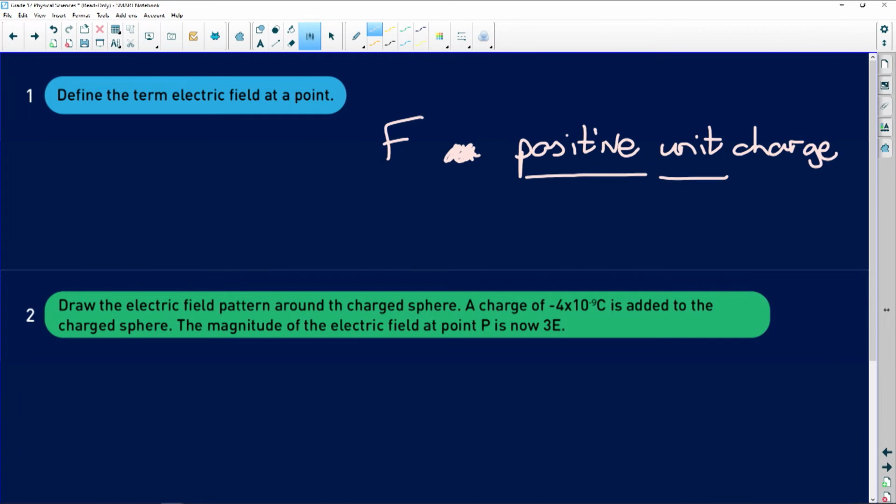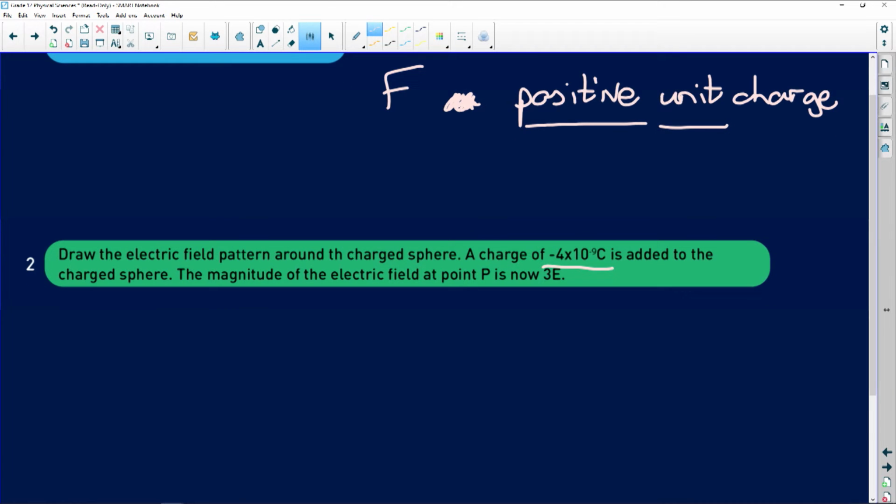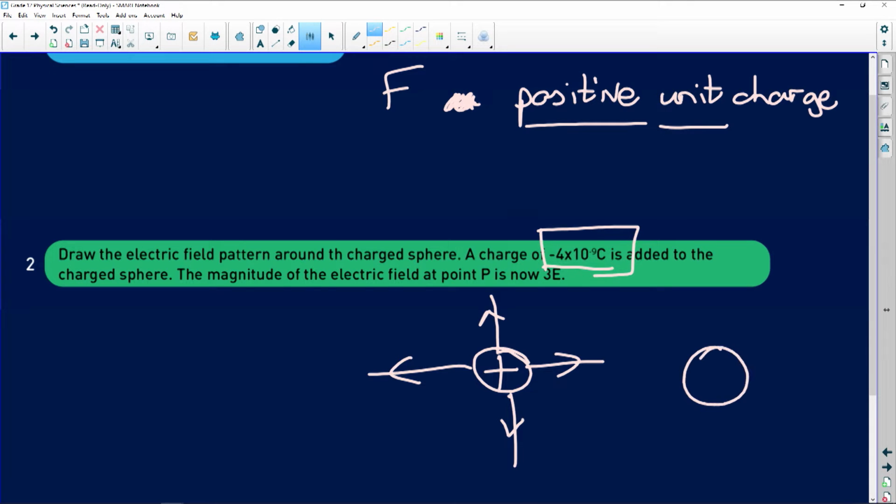The next part is to draw an electric field pattern around a particular charge. The charge they've given us is a -4 × 10⁻⁹ Coulomb charge. We know that for positive charges the field radiates out, because all our definitions were given in terms of positive charges. For a negative charge, it is the opposite, so all the electric field lines move towards the charge.